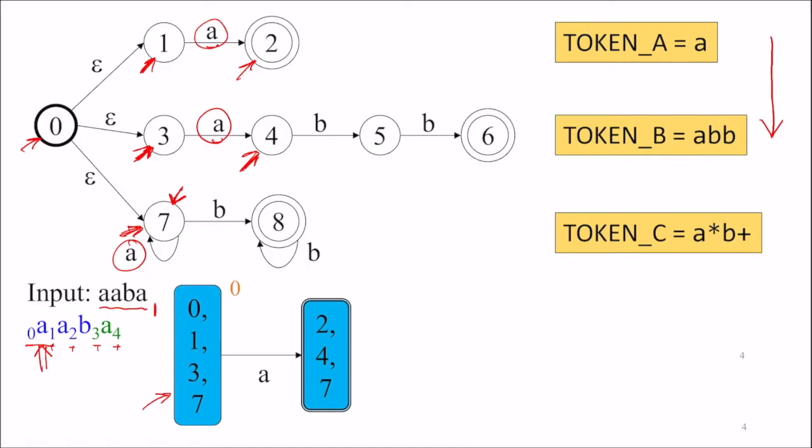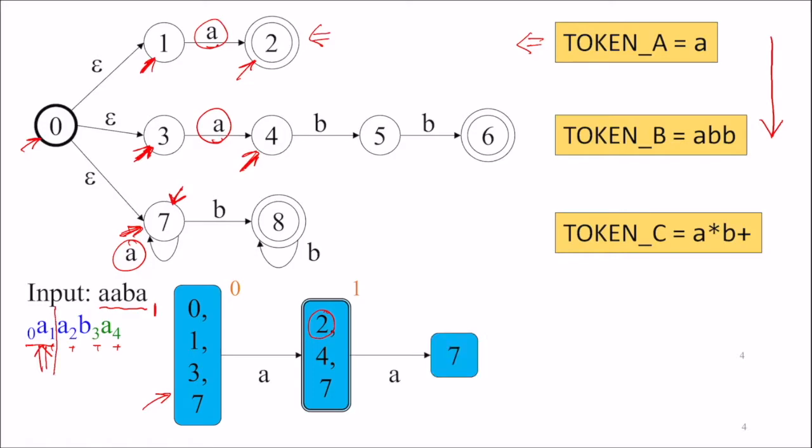And notice that of these 3 states, 2 is actually a final state. So this set of states is a valid final state. So I could stop here and return a token. And that token would be the first token here because that corresponds to token A. So we've reached basically this much of the string up to this point.